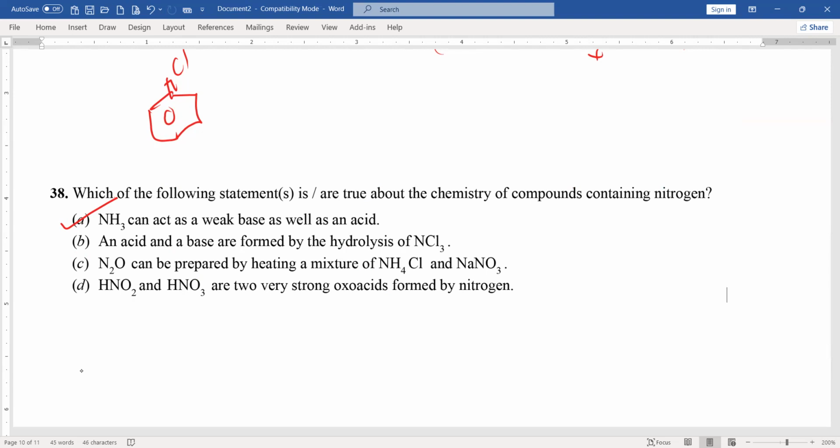I have given the examples also at the very beginning. We wrote some reactions here. An acid and a base are formed by the hydrolysis of NCl3. NCl3 reacts with water, giving ammonia plus HOCl. Ammonia is the base. This is the acid.